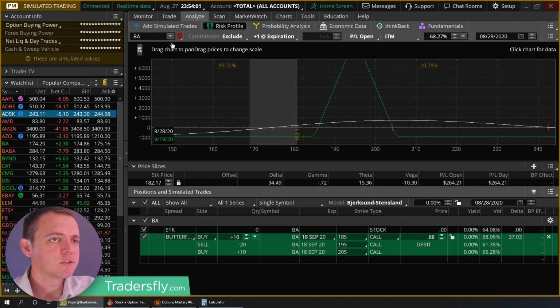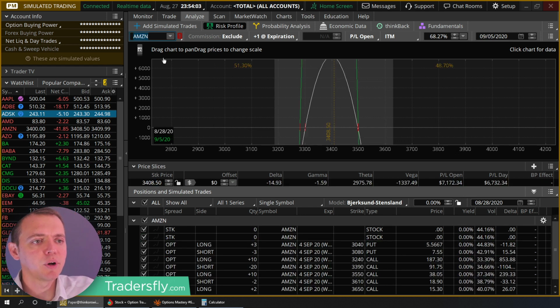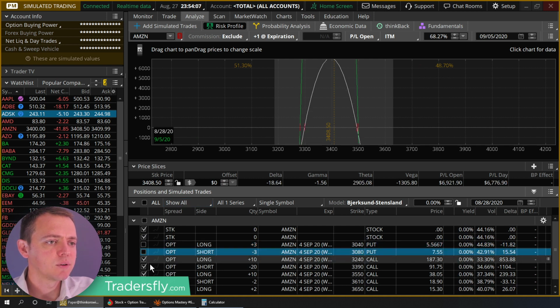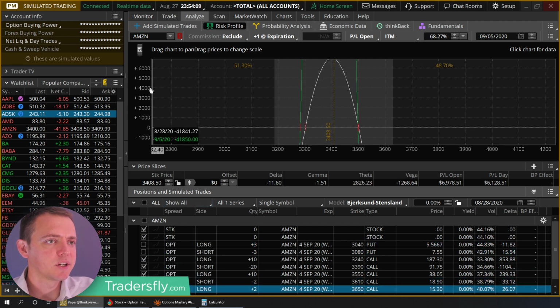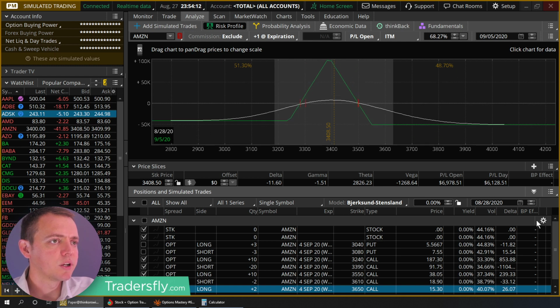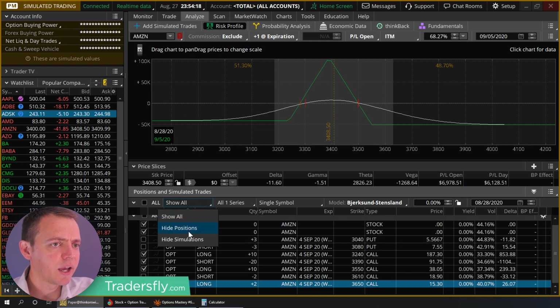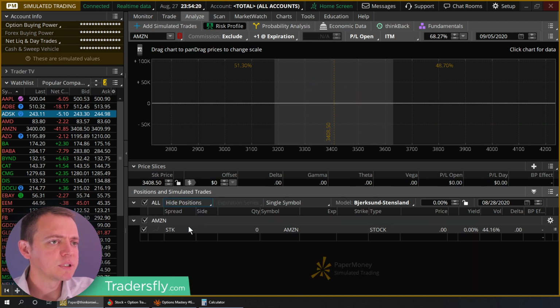You can do it to the upside, or let's just say, I want to do Amazon, and let me go ahead and let's see. I might even have a butterfly on Amazon. Here's a butterfly on Amazon. This one, I put it on a while back. Anyway, point being is let's go ahead and hide the positions.